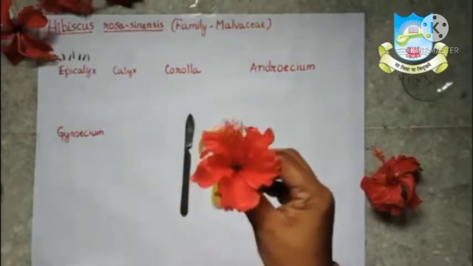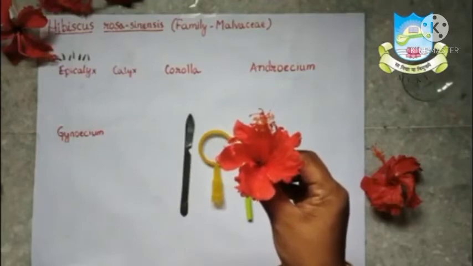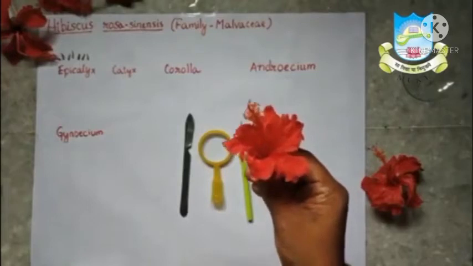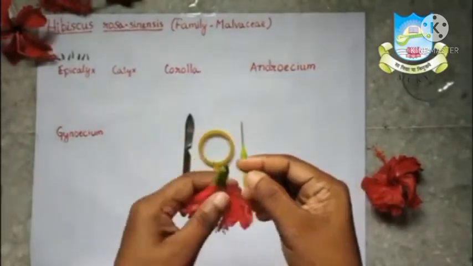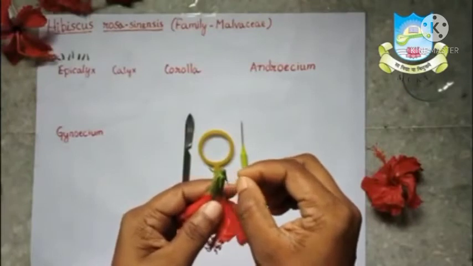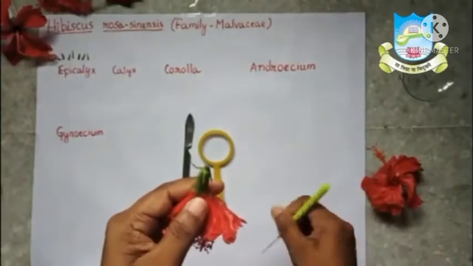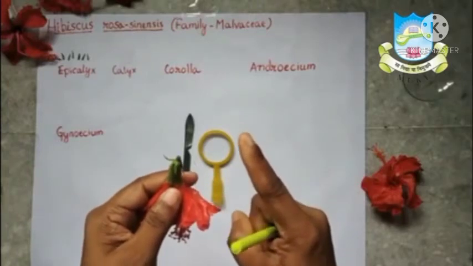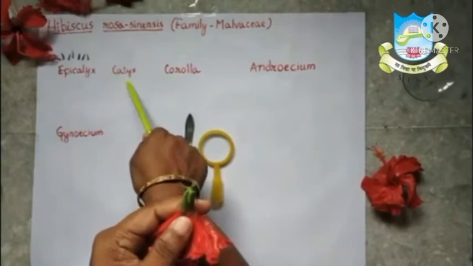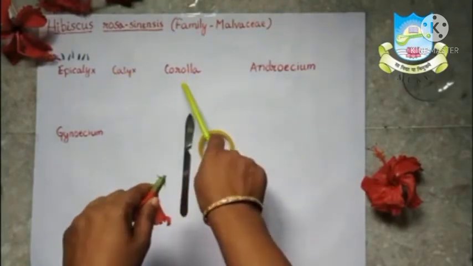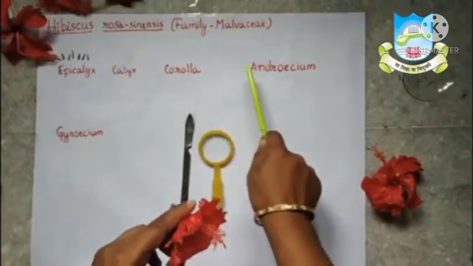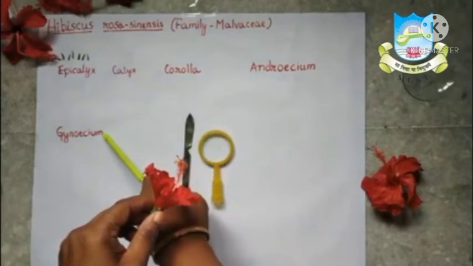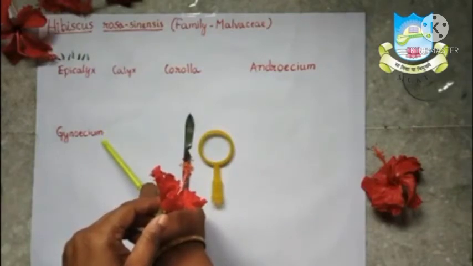So today we are starting to dissect the flower which belongs to the family Malvaceae, and the scientific name is Hibiscus rosa-sinensis. So let us start. If we see the flower, we all know that the flower has 4 whorls. The first whorl is the whorl of sepals, which is called the calyx. Second is the whorl of petals, which is known as the corolla. Third is the whorl of stamens, collectively called androecium. And the fourth is the whorl of carpels, collectively known as gynoecium.